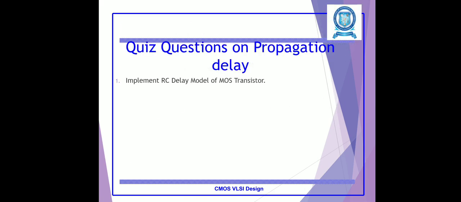Quiz questions on the propagation delay. Implement the RC model of a MOS transistor.